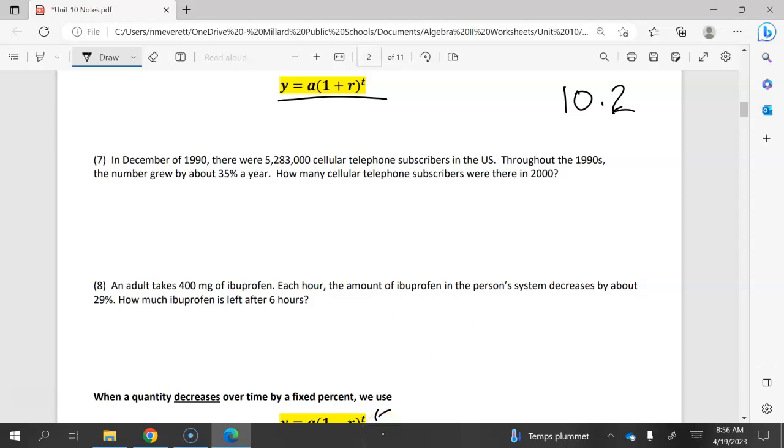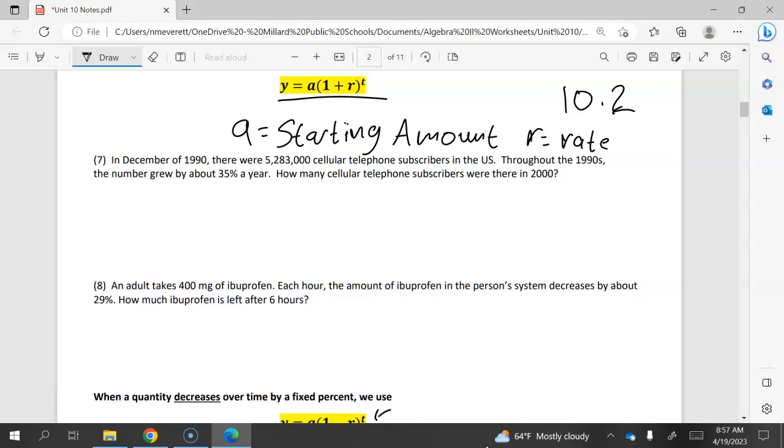So we have y is equal to some number a times 1 plus r to the t power. Generally with these fixed percentage problems, you have a starting number and you're either growing or shrinking that number by a certain percentage per year, month, or whatever. So for these equations, A is your starting amount. The R is your rate, which generally speaking is your percentage. This is the percent symbol right here, so I'm just writing that out. And of course T stands for time.